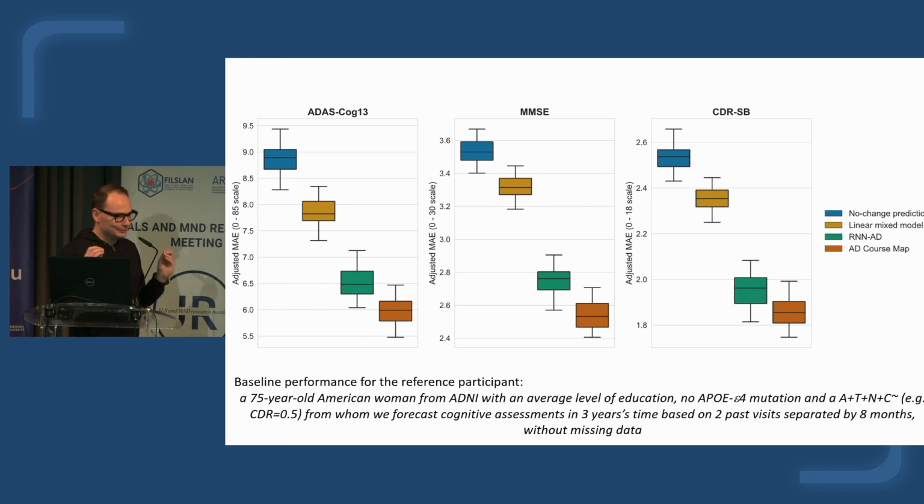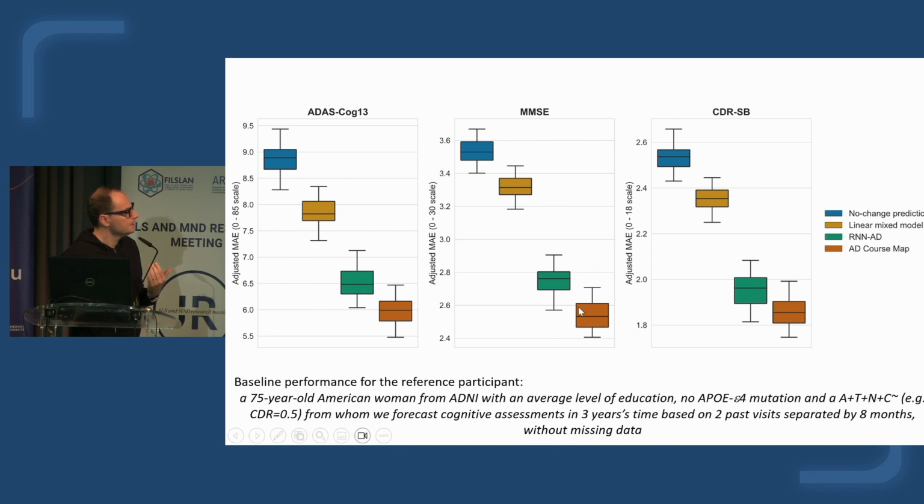So just to understand that when someone reports prediction performance, as you can see in some articles, it does not make any sense without specifying exactly the setting in which you have made the forecast. So you see the number of parameters that need to be fixed. Given that reference participant, what we see is that for the MMSE, for instance, we make for this typical situation an error of 2.5 points of MMSE in 3 years' time.